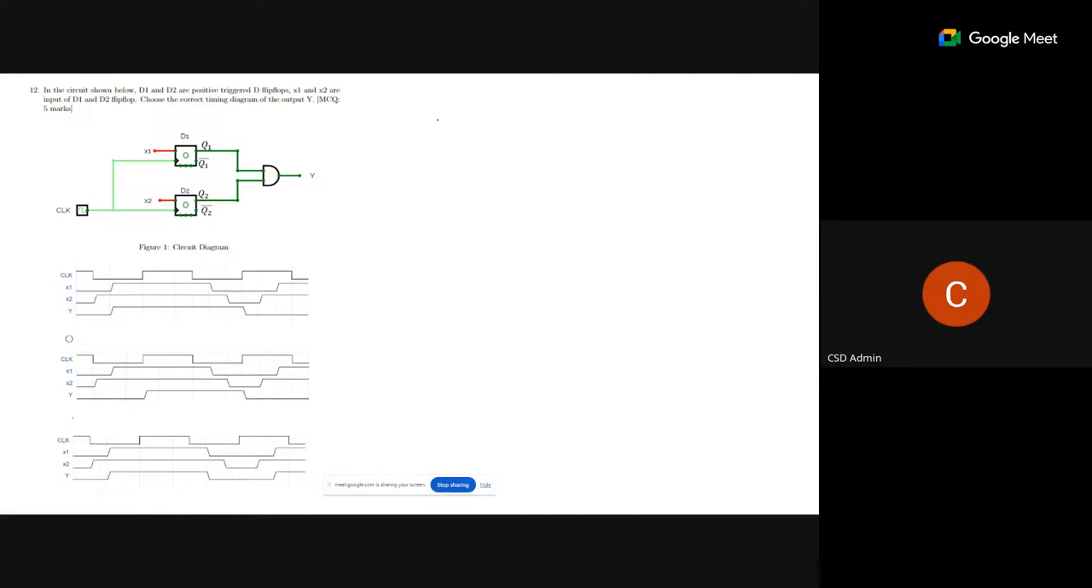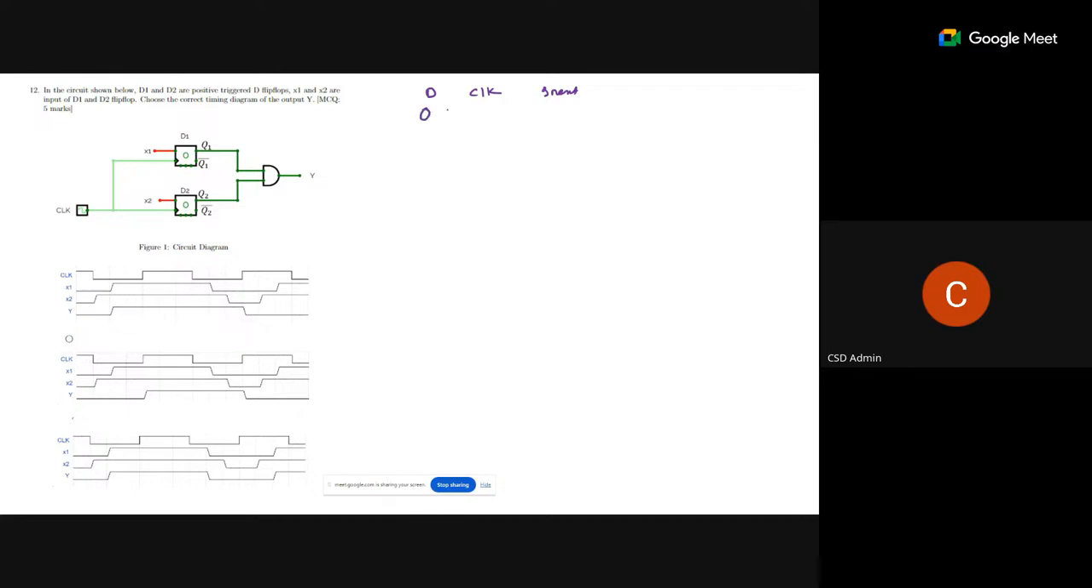Everyone knows the D flip flop truth table, right? Okay, let's draw that. D, then clock, and then Q next.